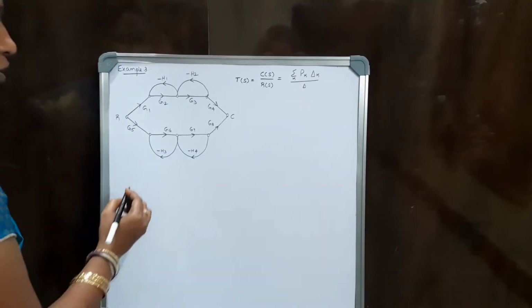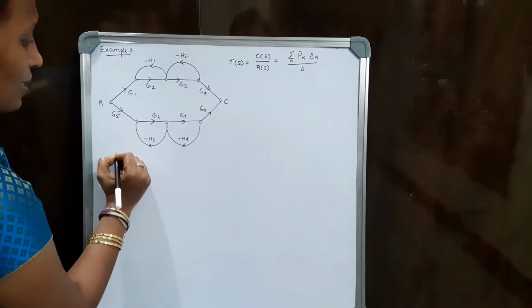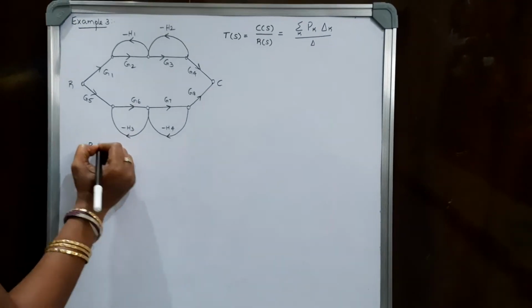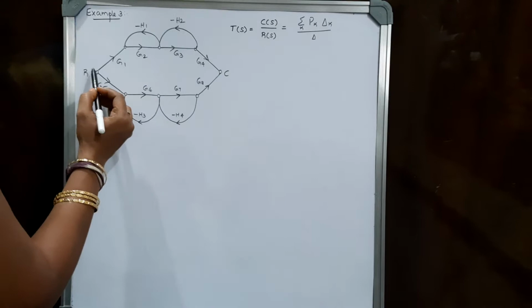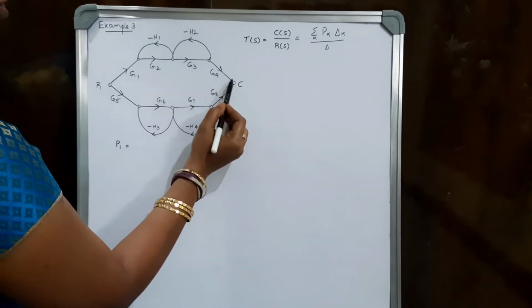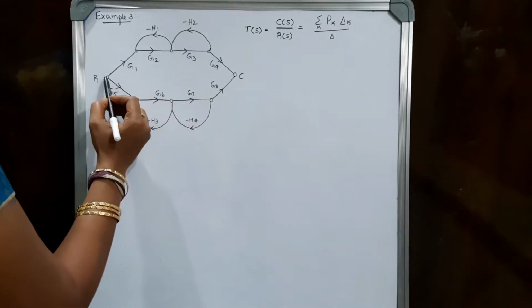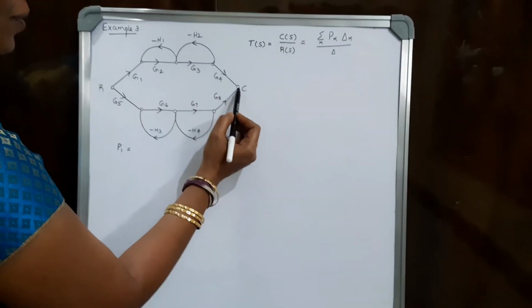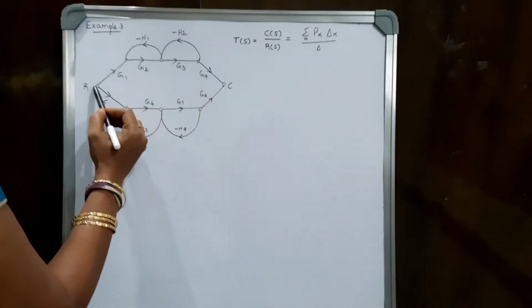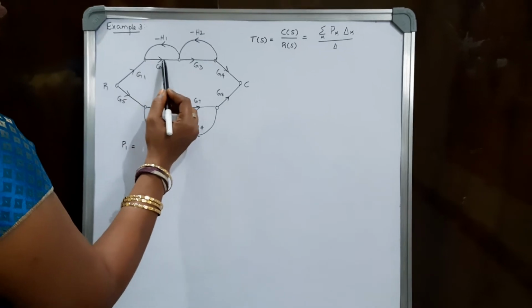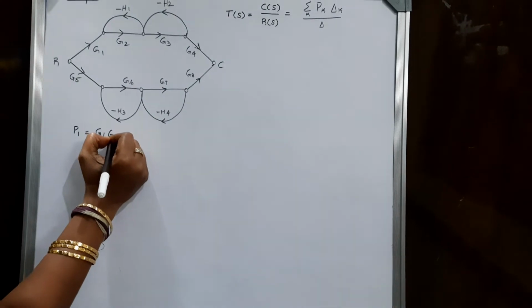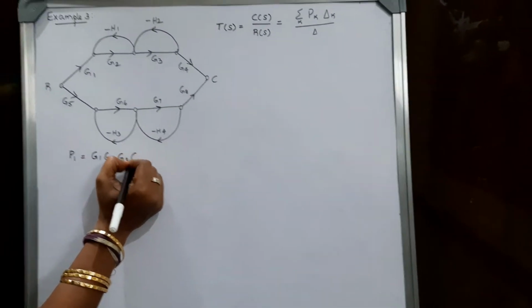As we know earlier, let's start finding out forward paths. Forward paths are represented by P. Let's see how many forward paths are there. So this is G1, G2, G3, G4. A forward path is a path from input node to output node without entering a particular node more than once. So I can consider this to be a forward path, with forward path gain being G1, G2, G3, G4.